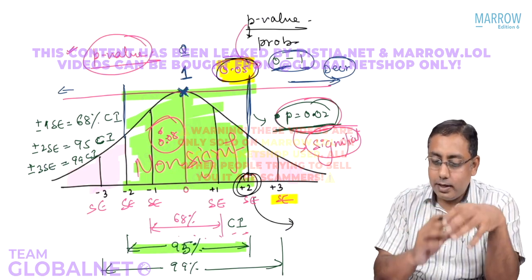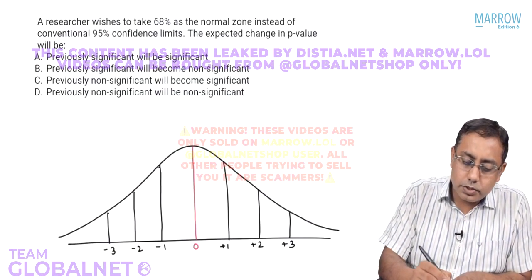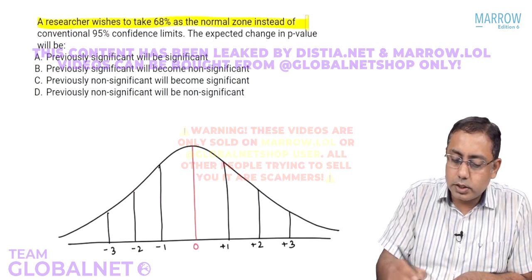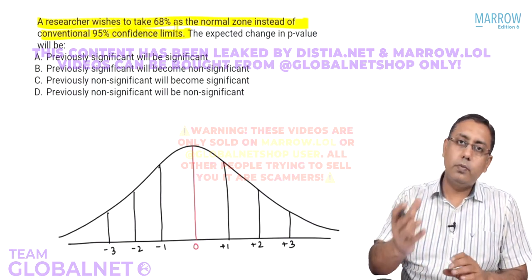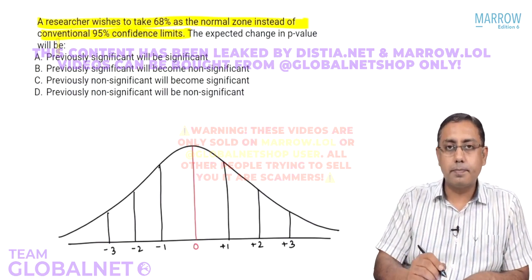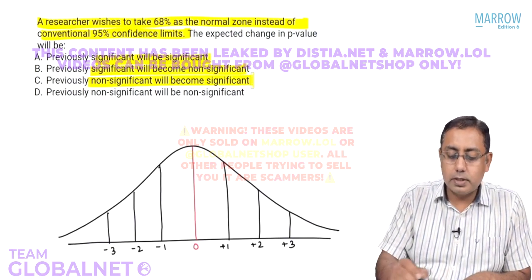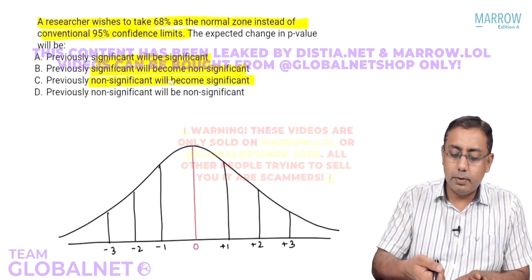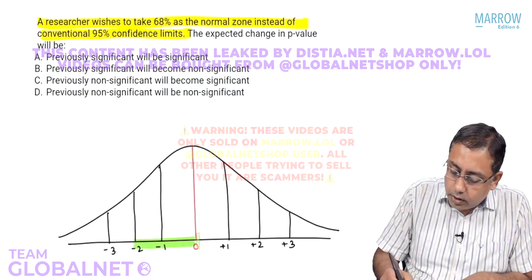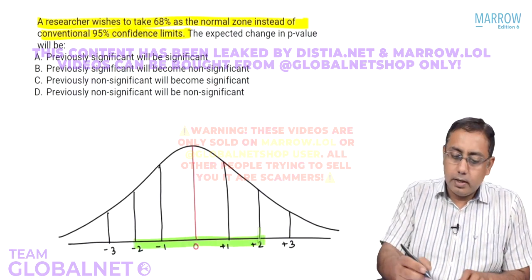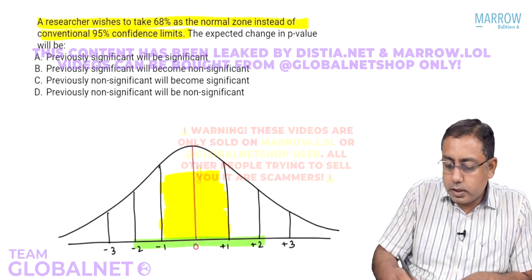Let us say a researcher changes this assumption. The researcher says that I wish to take 68 instead of 95 as the normal zone. What will be happening to the p-values? Previously significant will remain significant, significant will become non-significant, non-significant will become significant, or non-significant will remain non-significant? Previously you understood that 95 is the normal zone. Now this naughty researcher says that I want 68 as my normal zone. So now this becomes the normal zone.